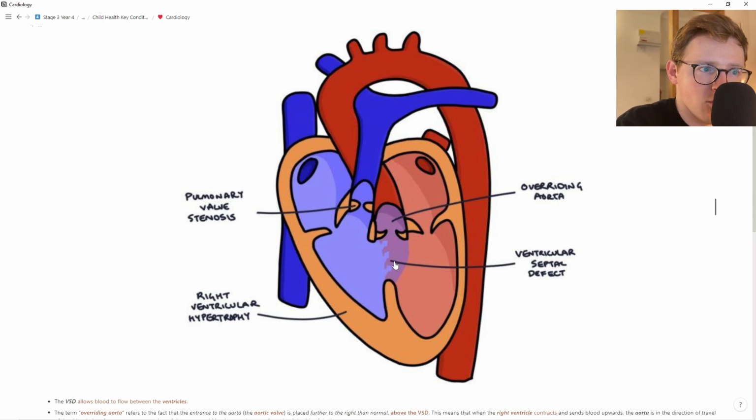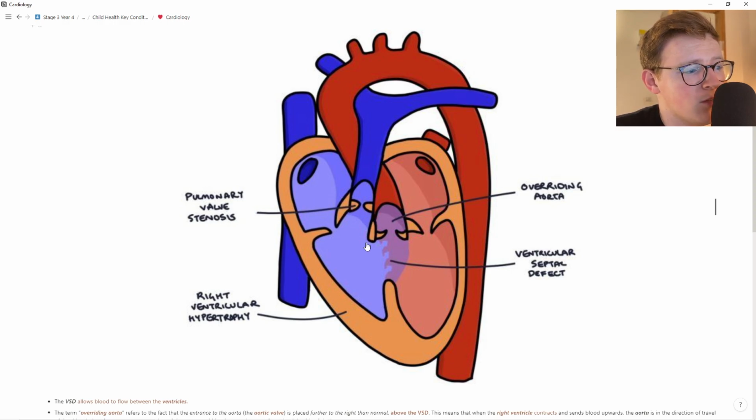It's more towards the right side of the heart, which means that it creates issues with the pressure of the blood. Now I will reread this as we go, because I think I may be a little bit inaccurate with that, but that's the main understanding, is the position of the aorta.